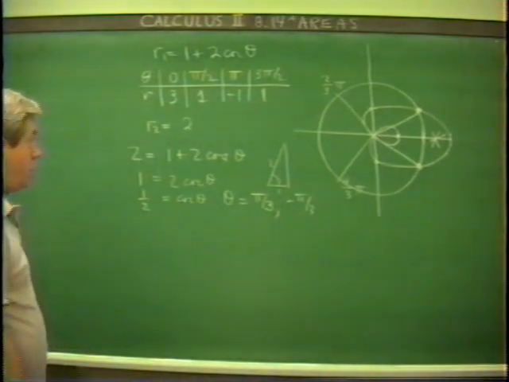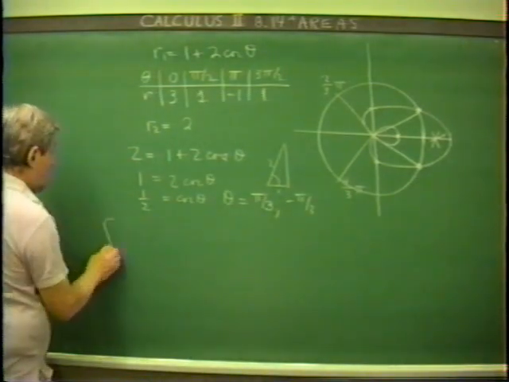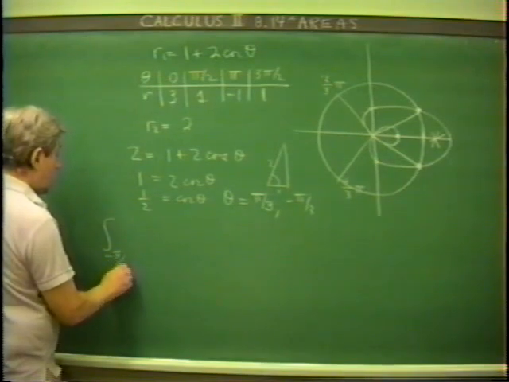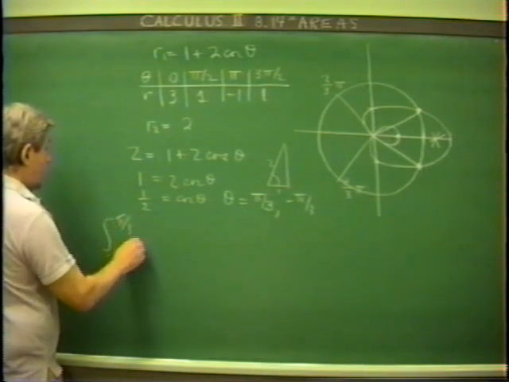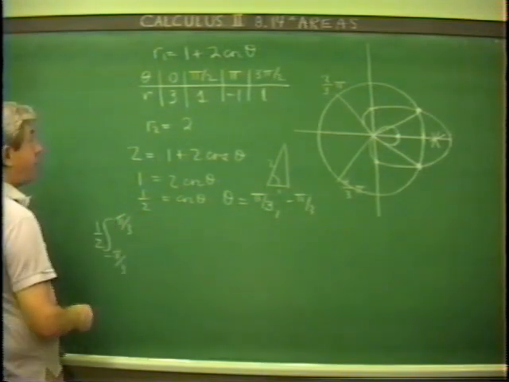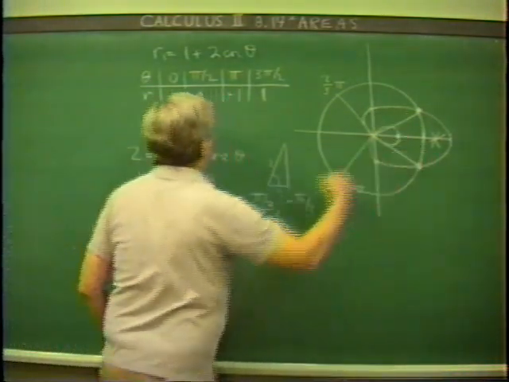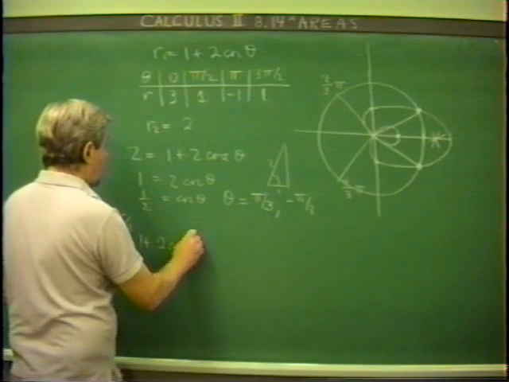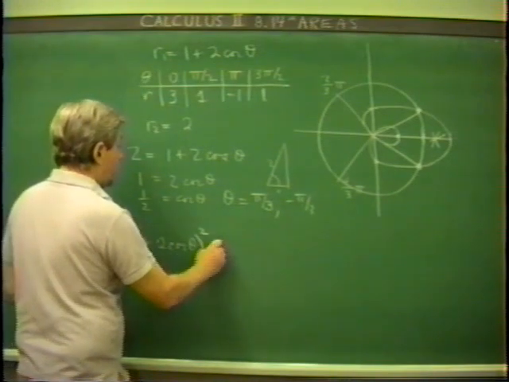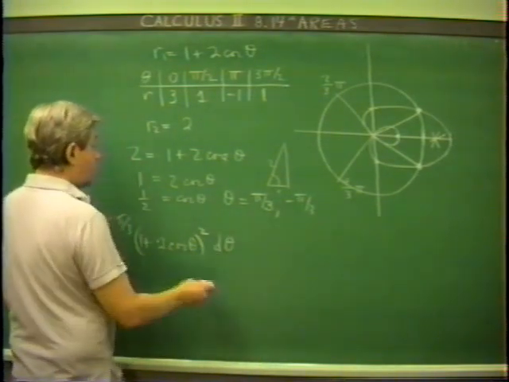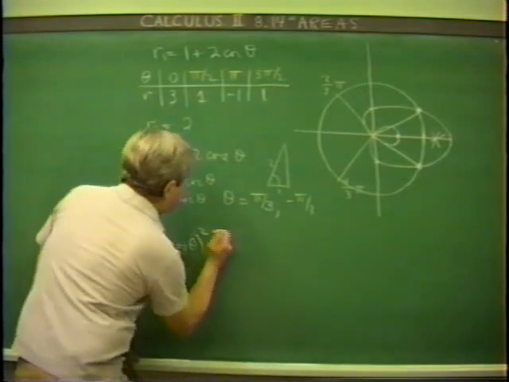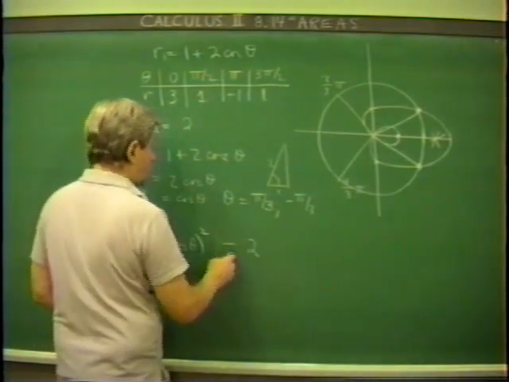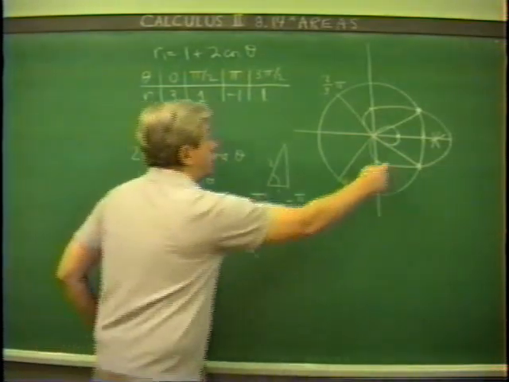Right? And minus pi over 3 will be these two angles here. So what we want to do is integrate from here to here. We want to integrate from minus pi over 3 to pi over 3, 1/2 times the outside one here, which is 1 plus 2 cosine theta squared d theta. We want to subtract the inside.